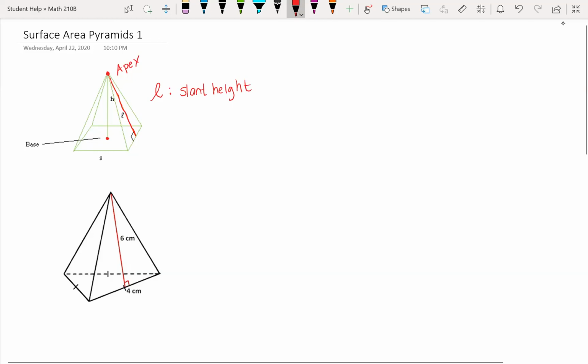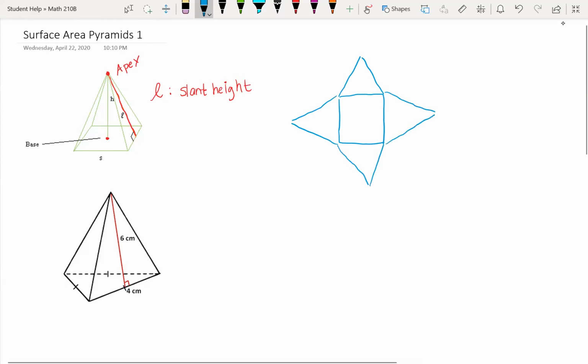And you'll see why we need that in just a minute, because it's related to finding the area of those side triangles. So I'm going to draw the net of this pyramid that we have here. The net would be a square, and then we've got 4 triangles that are all, in this case, the same size, right? And so the surface area is going to be the area of the base shape, in this case a square, plus 4 triangles.